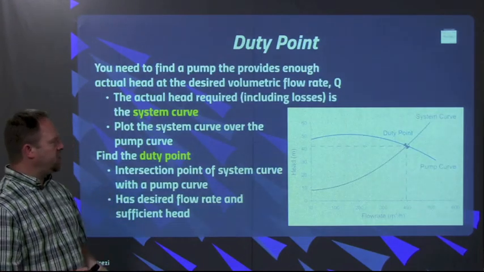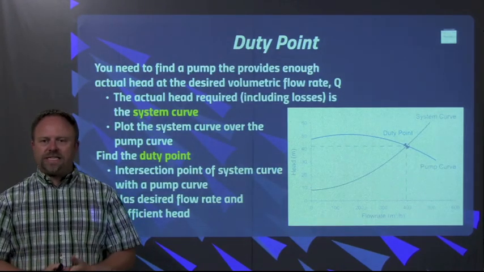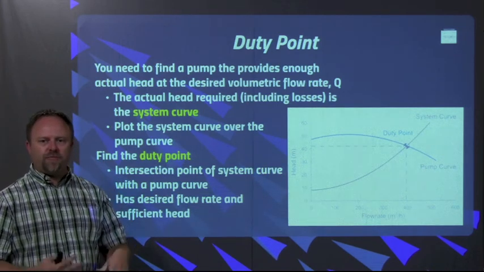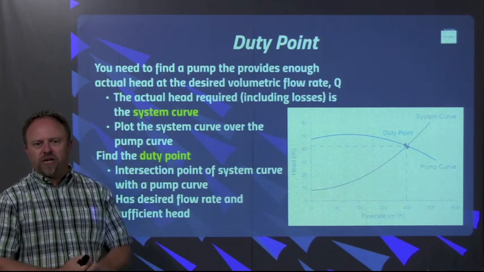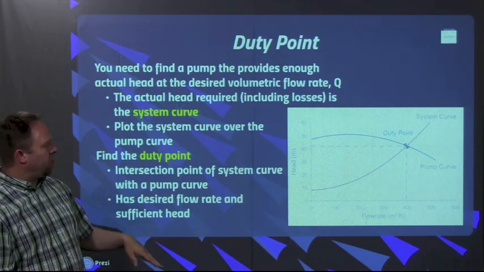How do we use these curves? Well, we're going to need to know what's called the system curve, which is going to be basically an equation that we're going to write. I'll show you the equation in a second, but it's going to be a plot on our graph.